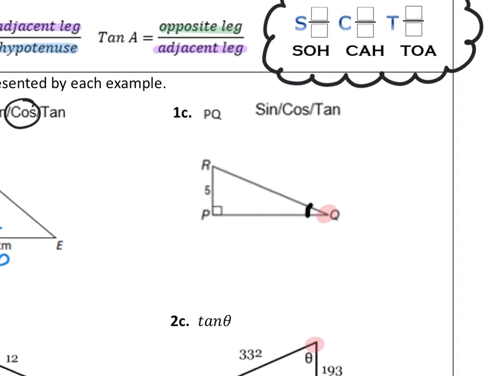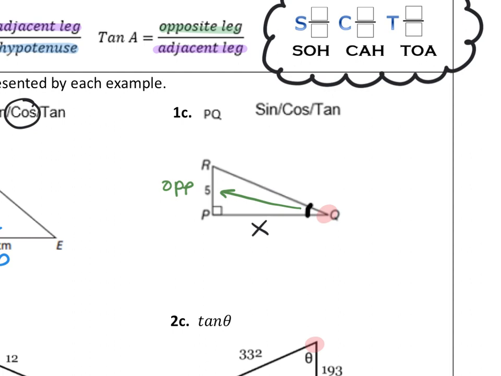Okay, now let's think about the third one. The question tells me to find PQ, which is here. So comparing what I know or want to know to the angle that I've highlighted, Q, what do I know? Well, what is that side called? Compared to my angle, is it the opposite, adjacent, or hypotenuse? Across from Q is number 5. So this is opposite.